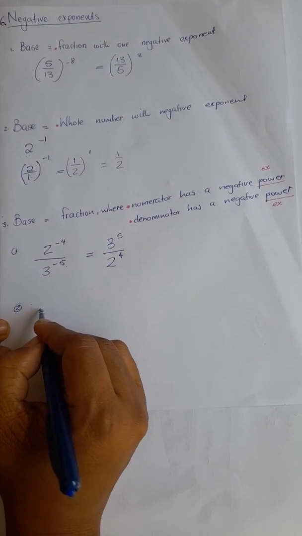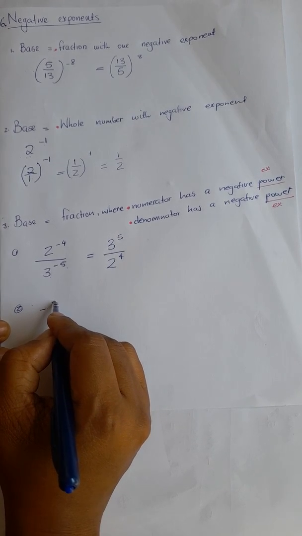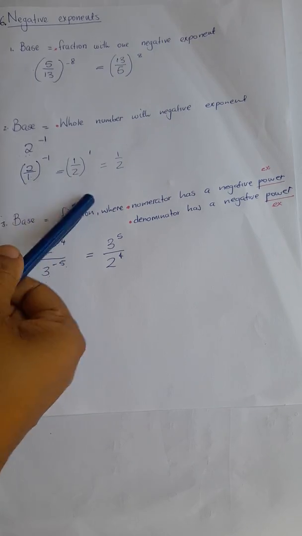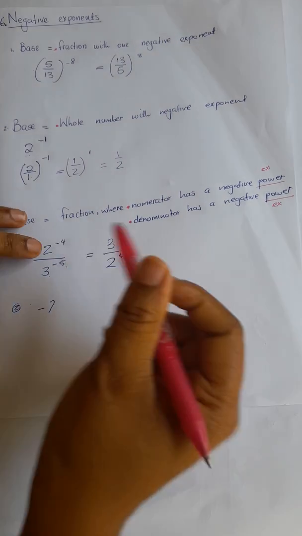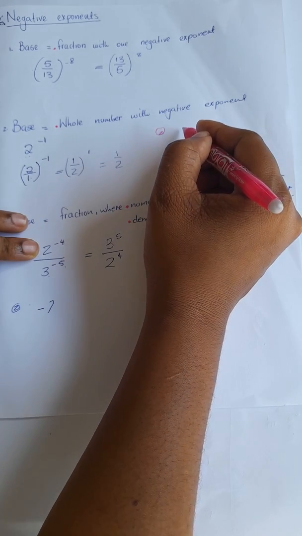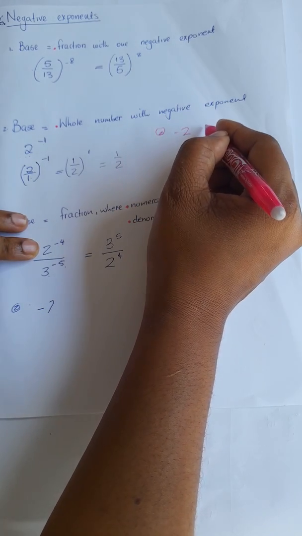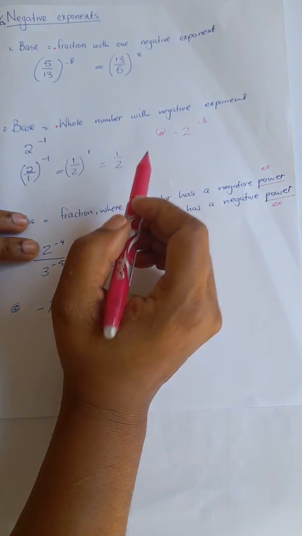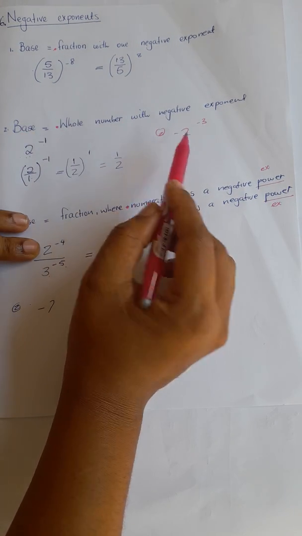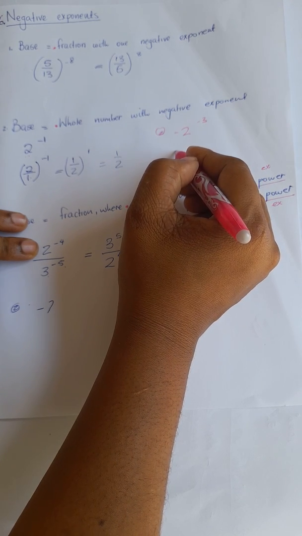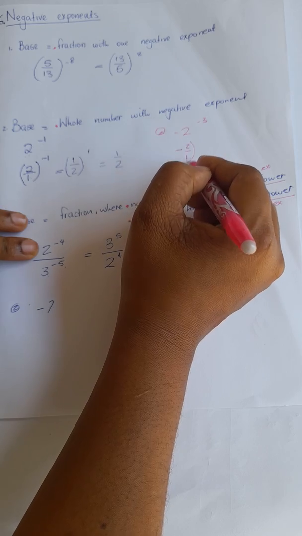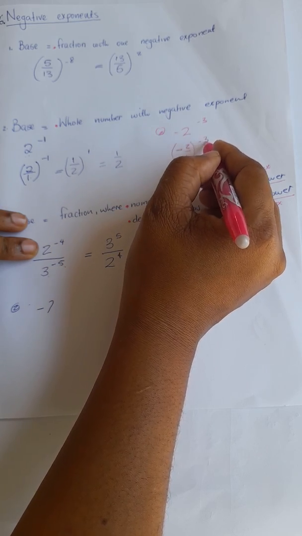I want to make one last example. Actually, this example should follow on the whole number case. Let me write it here as example number 2. On the whole number, we have minus 2 to the power minus 3. My base is a whole number, but it's negative, so I must change it to a fraction. So my base is going to be minus 2 over 1, everything to the power minus 3.